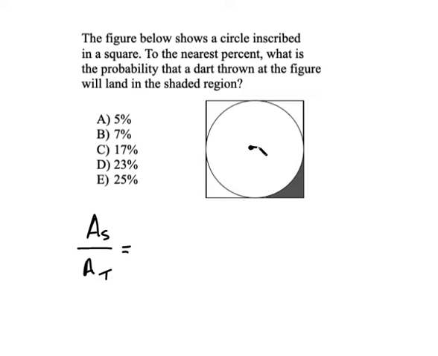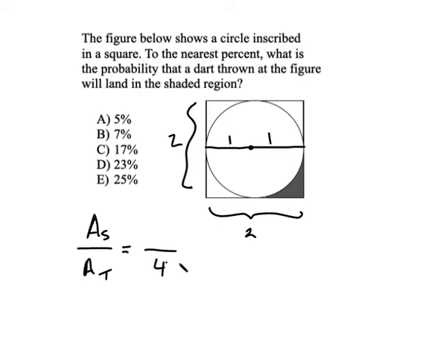Let's say, to make it easy on ourselves, that this has a radius of 1. This circle has a radius of 1. That means it's going to be 1 on that side as well. And that means that the square is going to have side lengths of 2 and 2. Okay, well, the area of the total, right, this whole figure, is just going to be 2 times 2, or 4. But how do we calculate the area of the shaded region?